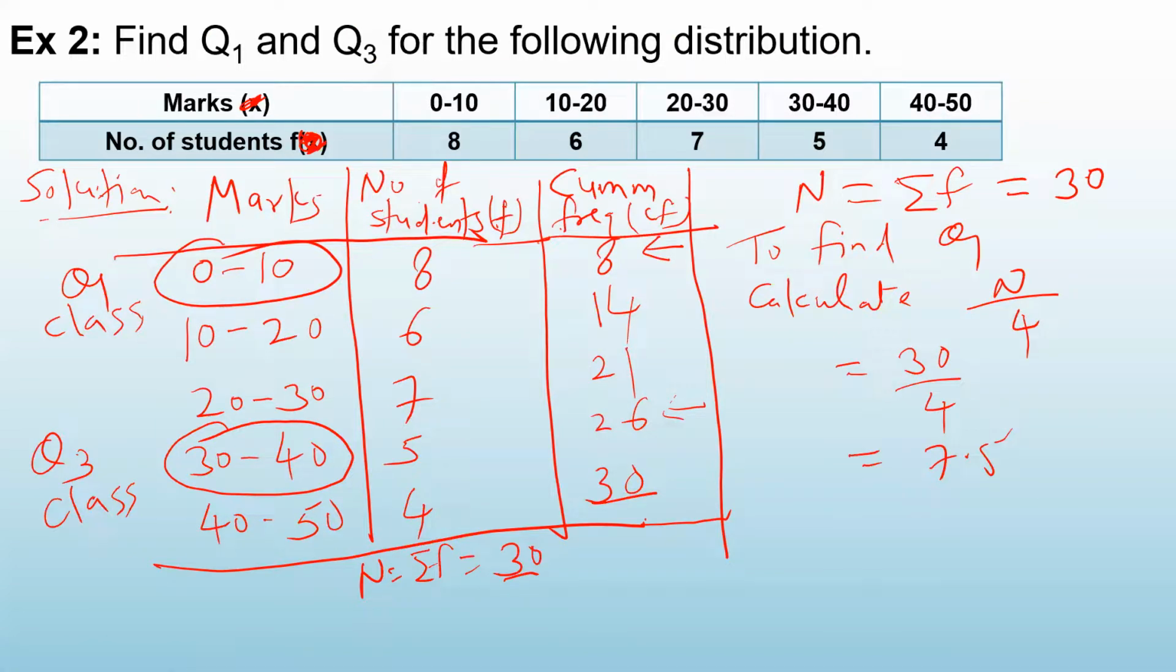What is CF? 30-40 ये क्लास के ऊपर वाला क्लास, उसका CF 20. ये याद रखना वाली बात है. Okay? CF you have to take for the class which is above the Q3 class. So CF का वैल्यू 21 है and F का वैल्यू 5 है.